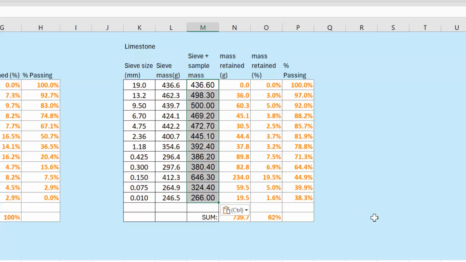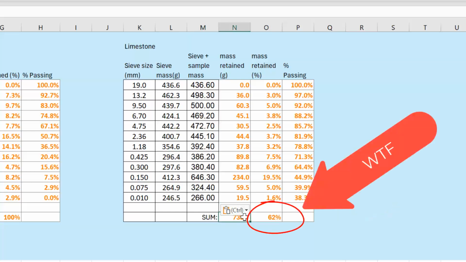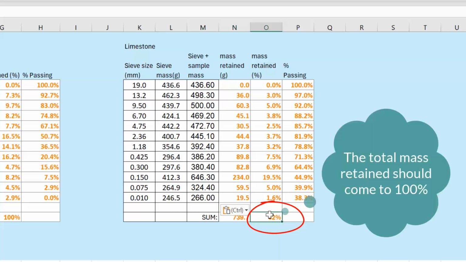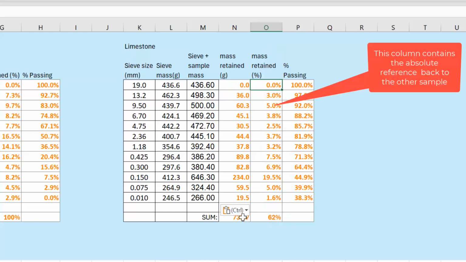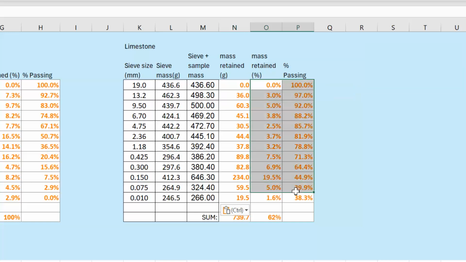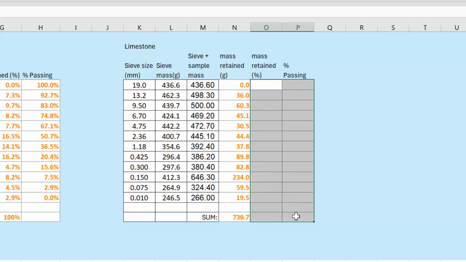After pasting in my results for the crushed limestone, I realise I have a problem. Let's create a new absolute reference.